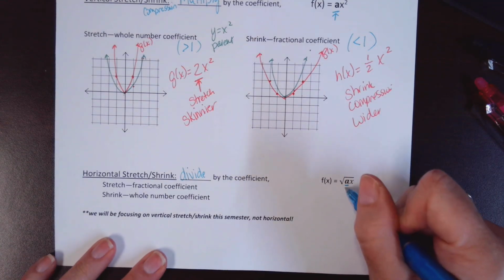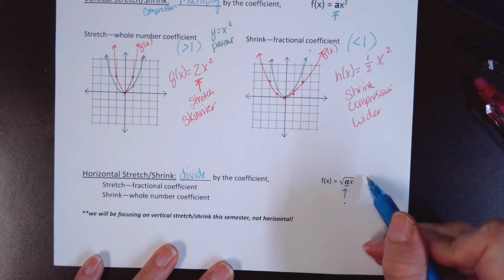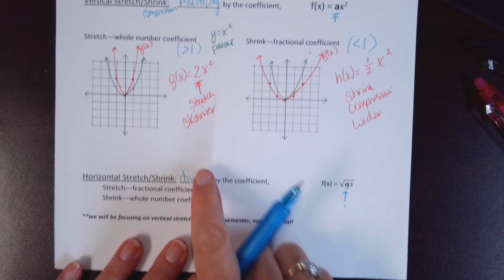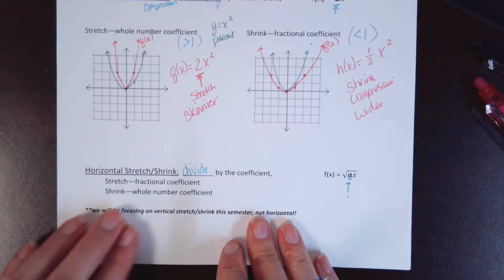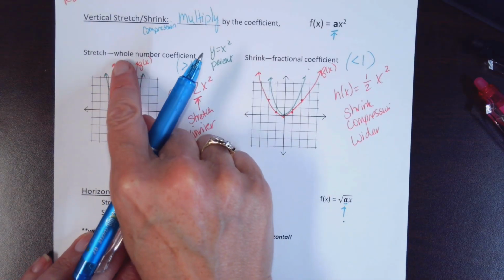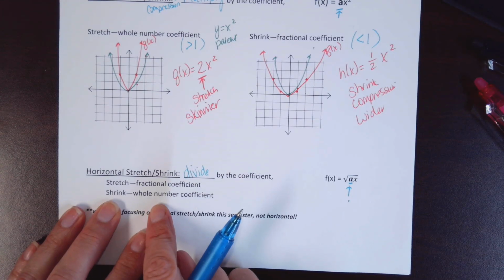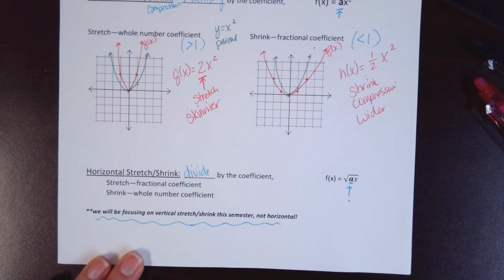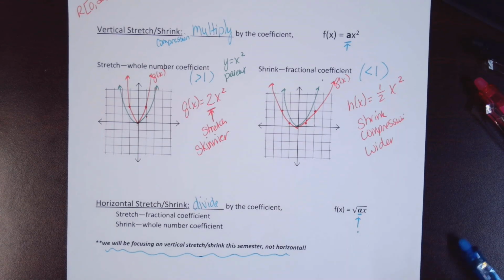Horizontal stretch or shrink. I've got that coefficient inside the function, whatever's going on, square, square root, cube, whatever. Instead of multiplying by that coefficient, I divide, and it does the opposite thing. So where a whole number gave me a stretch here, a whole number gives me a shrink here. But again, we are going to focus on those vertical stretches and shrinks. You need to know what the horizontal does. You may see a question about it in my math lab, but for the most part, we're focusing in on verticals.